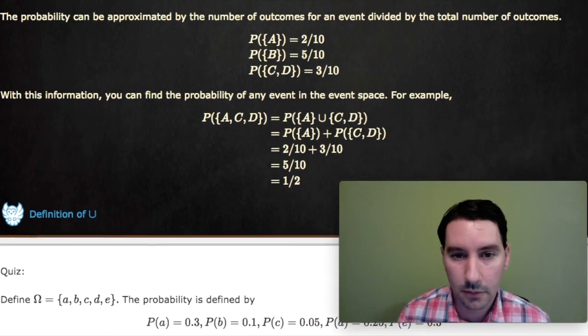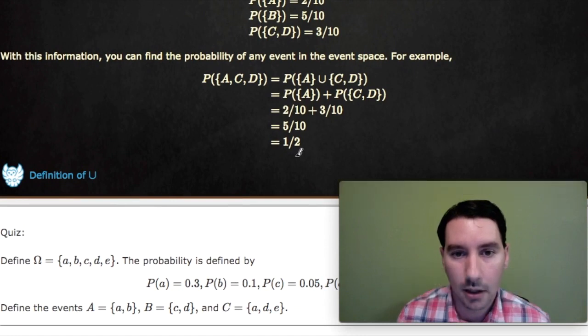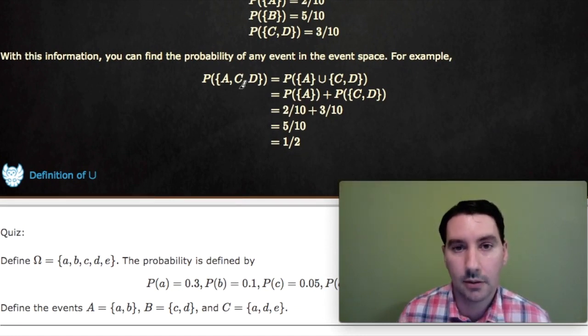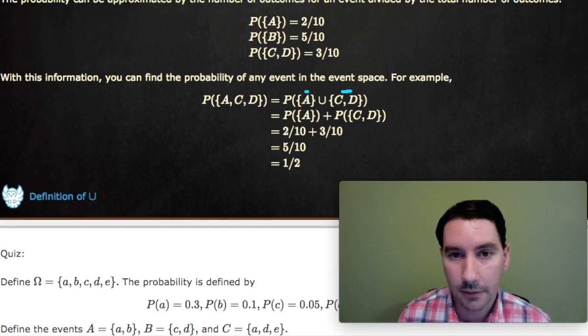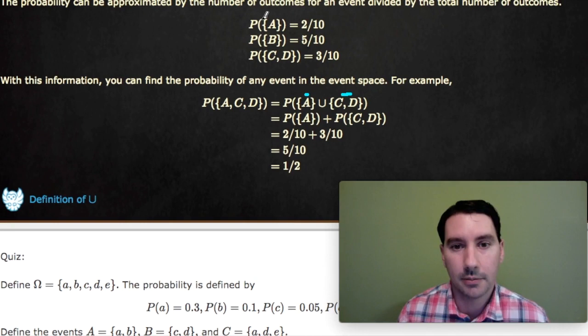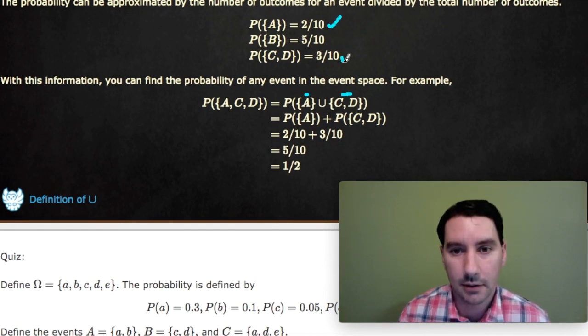So if you look at the probability of ACD, which is one of the events in the sample space, you can compute this by using the rules of probability. First, the probability of ACD is the probability of A union the probability of CD. So we can break this into 2 sets, the set just containing A and the set containing CD, because we know, just a little bit above here, the probability of A is 2 out of 10, and the probability of CD is 3 out of 10. So we can use these 2 sets.